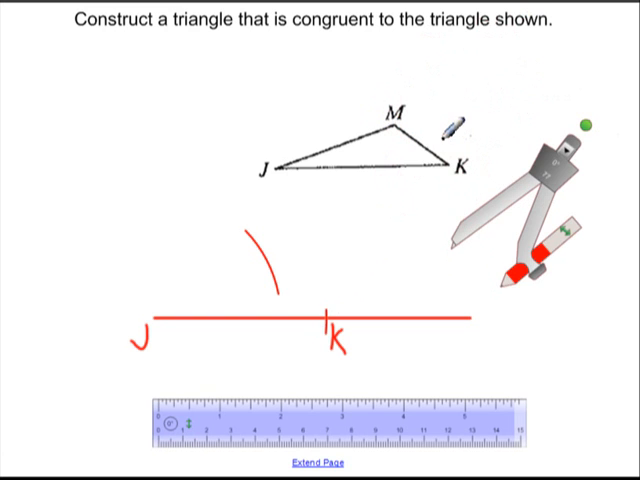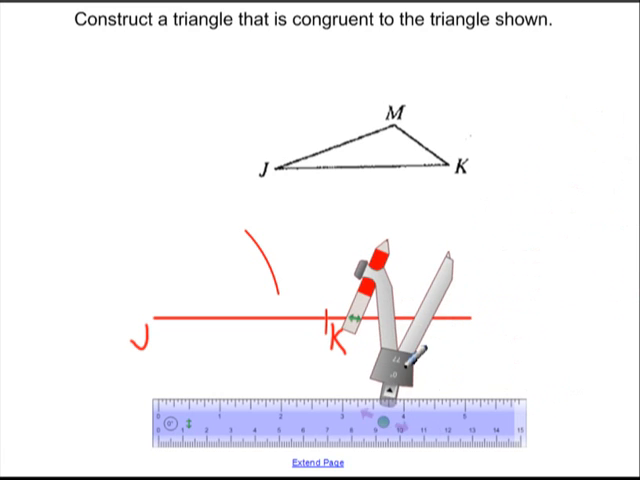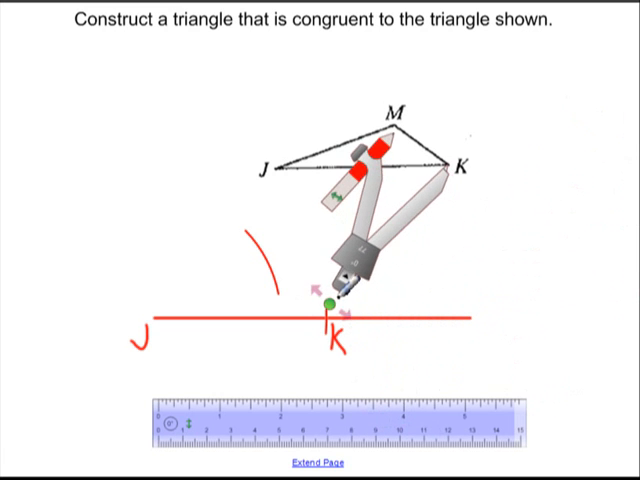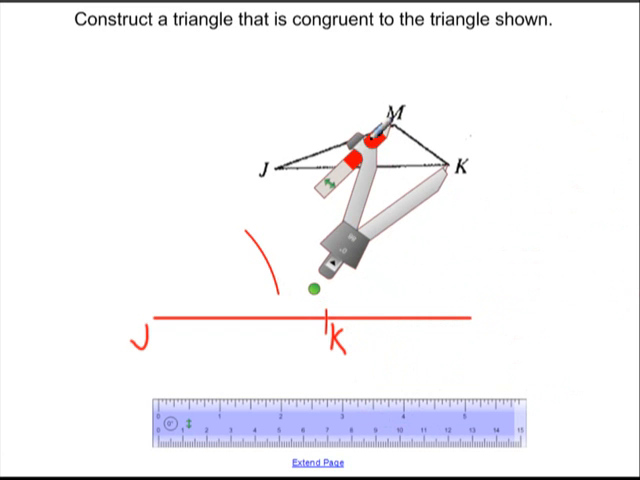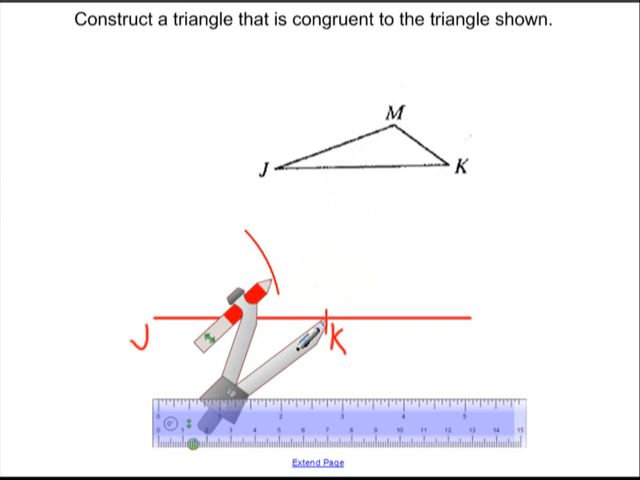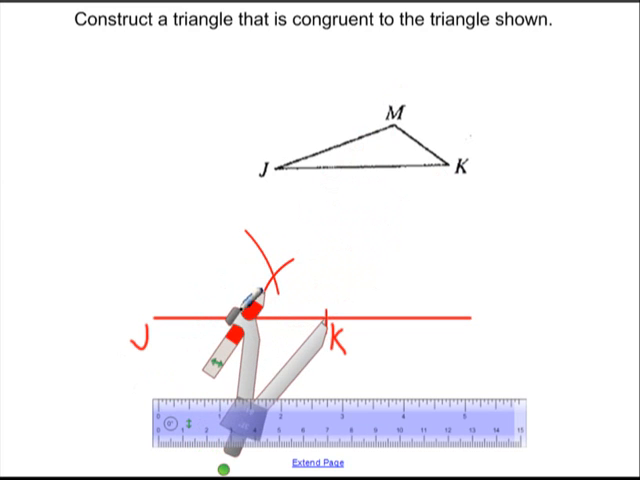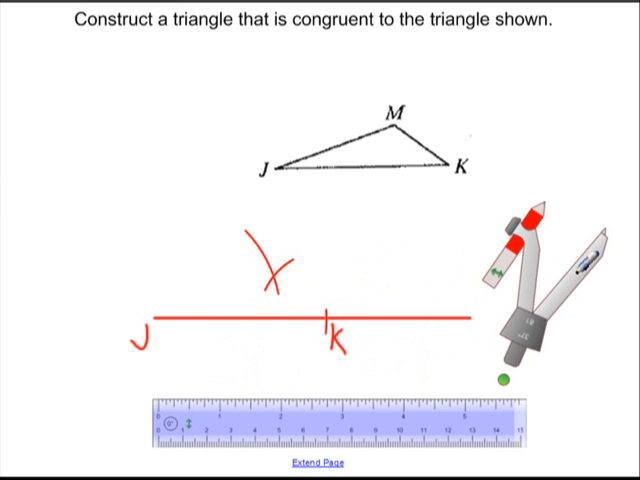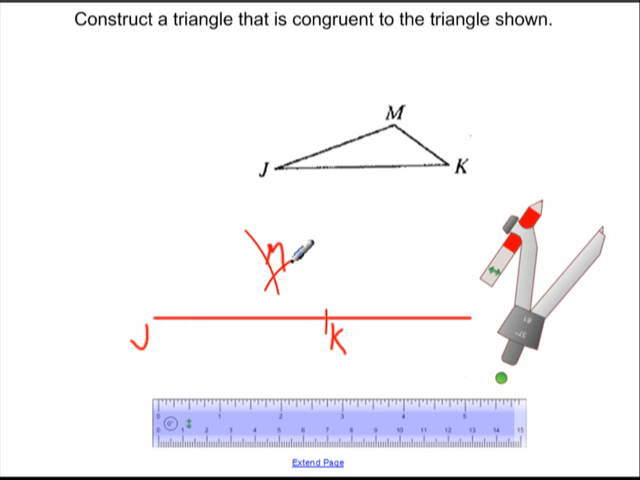Really this is much easier to do upside down because I'm running out of space there. There we go. So I'm going to open that up to the length of KM. I'm going to put my center on my new K, and I'm going to see where they intersect. And again, when I make that arc, all I need to see is where they intersect. Now this point is KM away from K, and it's also JM away from J, so that must be the point where M could be.